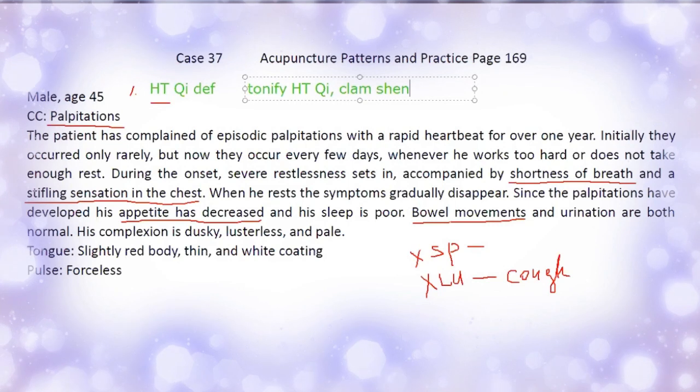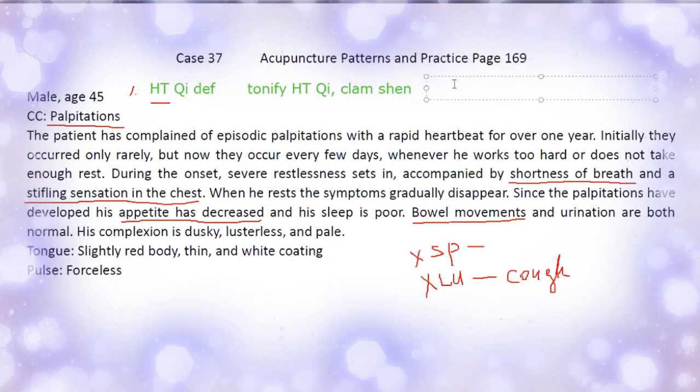And the points: what points do you use for this patient? Bladder 13, bladder 15, bladder 17, spleen 6 is pretty good. Heart 5, bladder 6, spleen 6, stomach 36, then 17. Yes, good.